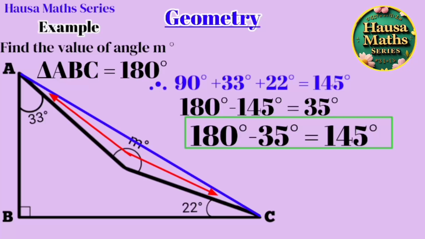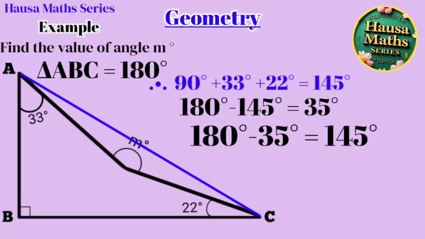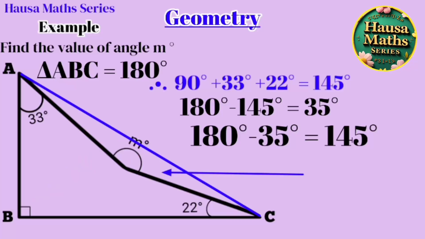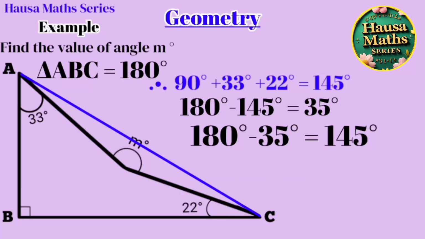Therefore, the value of M is going to be 145, because these two sides give us exactly 35 degrees, so the remaining value in 180 is 145 degrees. You are supposed to notice that we have two triangles here. This triangle gives us a complete 180 degrees, and the other one also gives us 180 degrees. Each and every one of these triangles has 180 degrees.